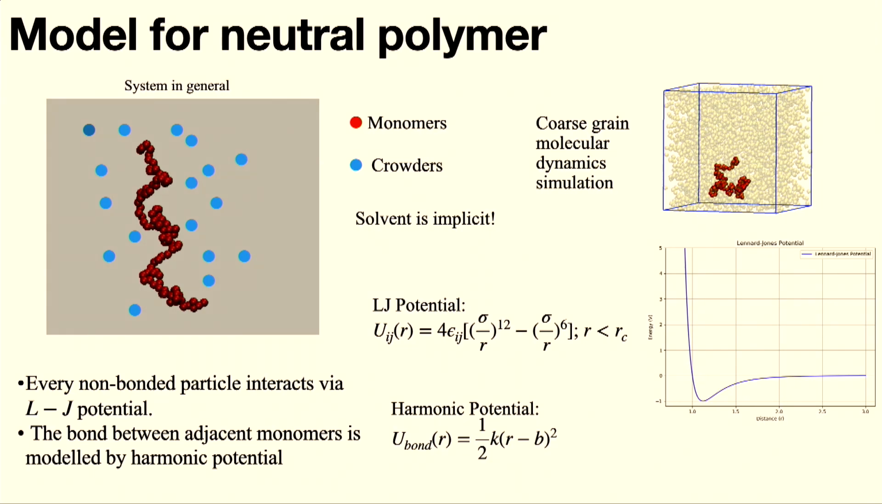Before the results, I will show what model we use. It's a very basic model: a bead-spring model with a single chain, shown in blue, surrounded by the Crowder particles. The solvent we have taken as implicit, and the monomer interaction will tell us whether the solvent condition is good or bad. Every non-bonded particle interacts via an interaction given by this mathematical form, and every adjacent bonded particle is modeled by a harmonic bond, by the classical Hooke's law.